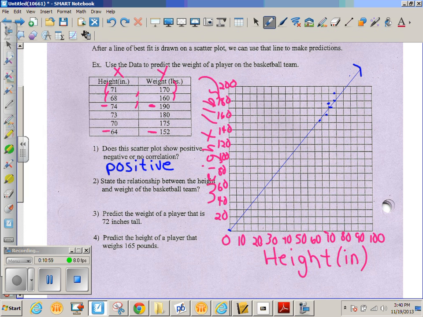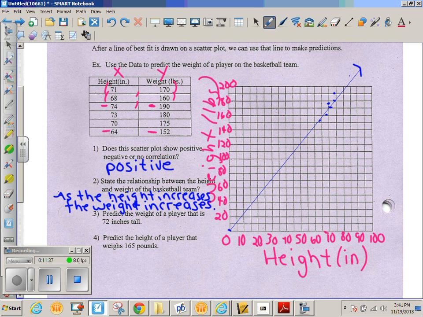State the relationship between the height and the weight of the basketball team. I would say, and we usually start with the x and then talk about the y, as the height increases, the weight increases. Could we also say as the height decreases, the weight decreases? Of course we could, and that's why it's a positive correlation, because both the x and the y are going in the same direction. Both are increasing or both are decreasing, just depending on how you look at it.